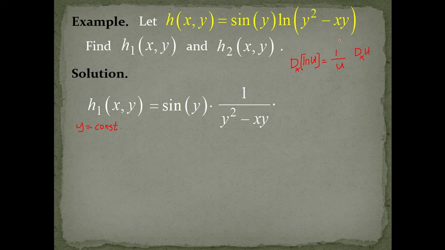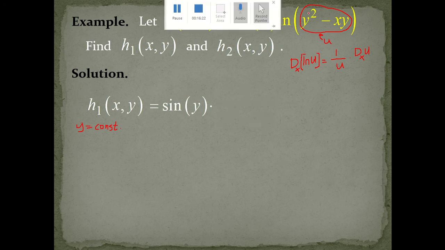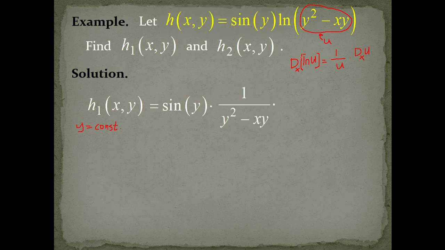Okay, so our u here in our given, the whole thing here is our u. So when you take the derivative of ln, we just take 1 over u. So that's why we have here 1 over u, times the derivative of u, meaning the derivative of this. So that is negative y.